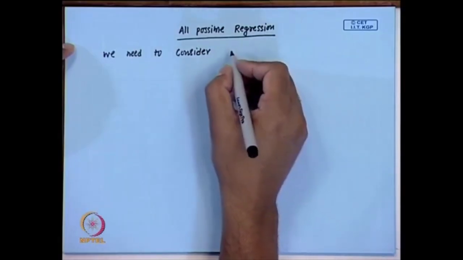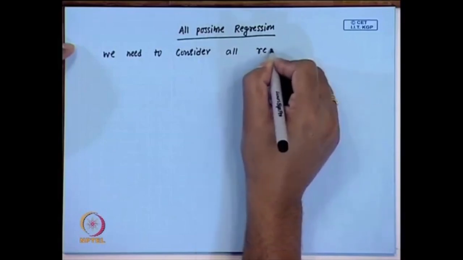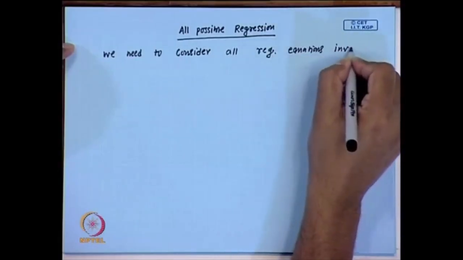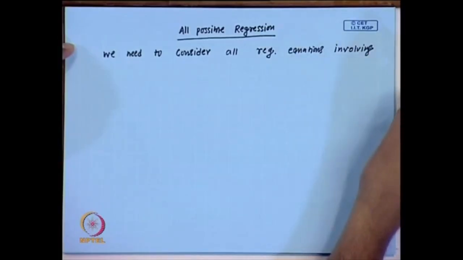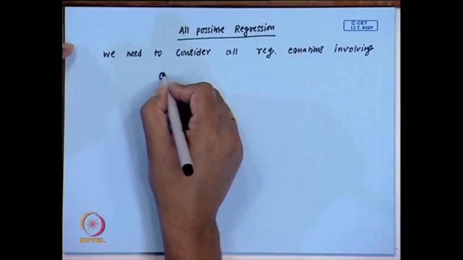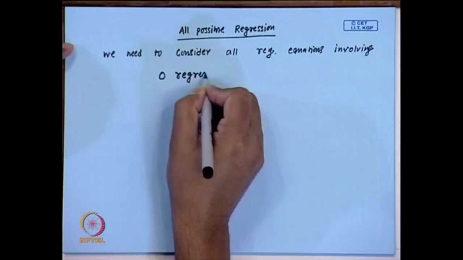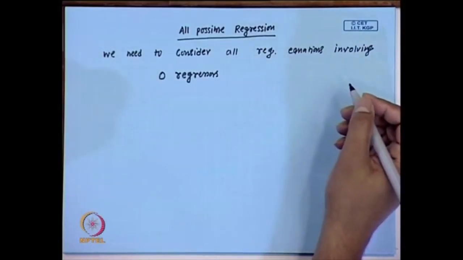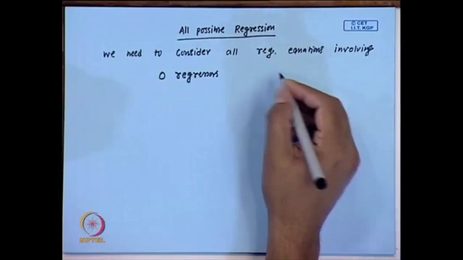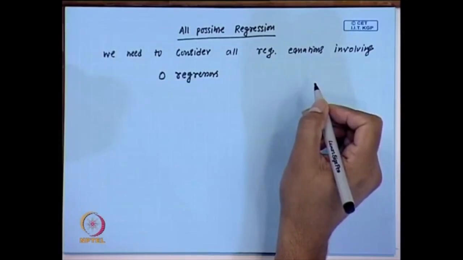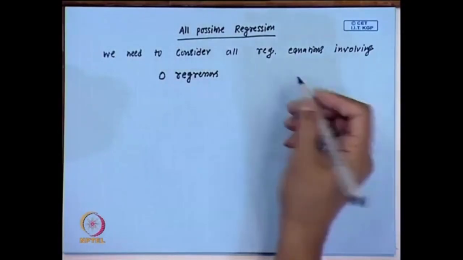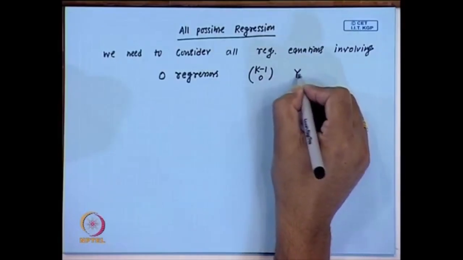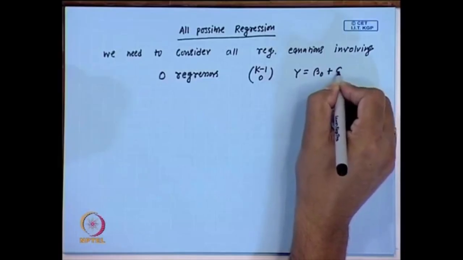In all possible regression, we need to consider all regression equations involving, say, zero regressors. If k minus 1 is the total number of regressors in the multiple linear regression model, then the number of models having zero regressors is k minus 1 C 0, and the model is basically y equal to beta naught plus epsilon.